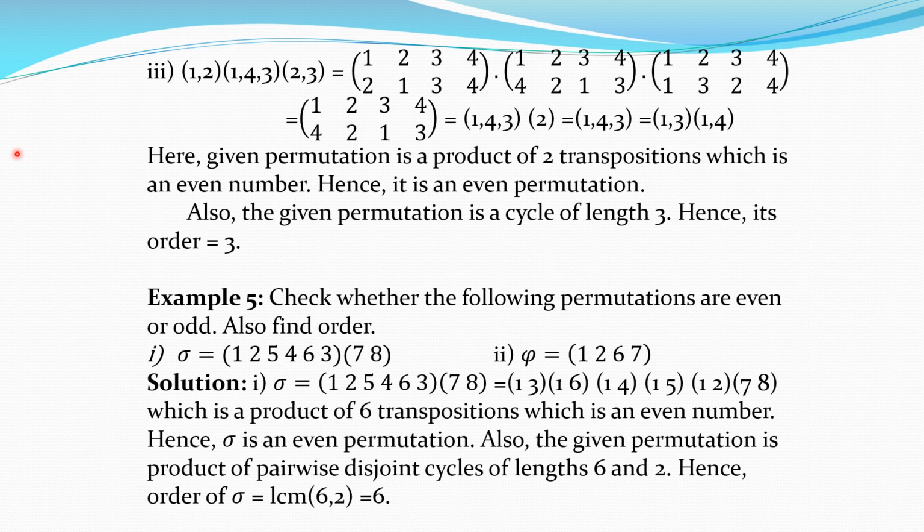Now the third one, again it is written as a product of some cycles but not in disjoint cycle form. The maximum element is 4, so it is a permutation on 4 symbols. First we write each cycle in array form, then taking the product or composition we get this single permutation in array form. Then we have expressed it in cycle form, which is a cycle of length 3. Then it is (1 3)(1 4), which are transpositions. So there are two transpositions, so it is an even permutation. And as it is a cycle of length 3, its order is 3.